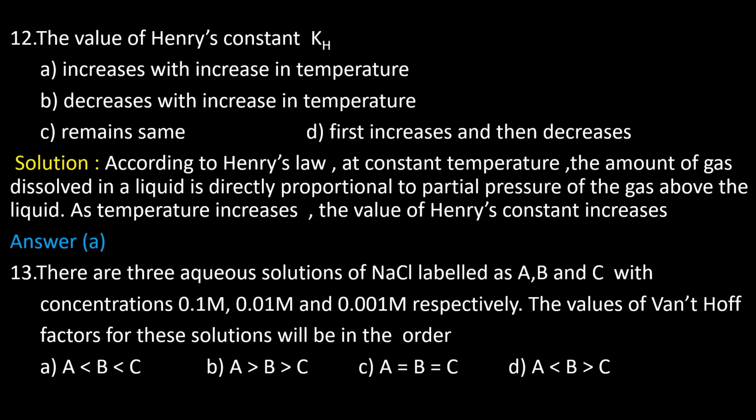Dear friends, here the Van 't Hoff's factor again is nothing but the number of the ions or particles produced by the different concentrations of the sodium chloride solutions. So here A is having a higher concentration than B, B is having a higher concentration than C. So since C is a very much diluted solution, the ionization of sodium chloride will be more in the diluted solution than in the concentrated solutions. So the correct answer is option A, A less than B less than C.